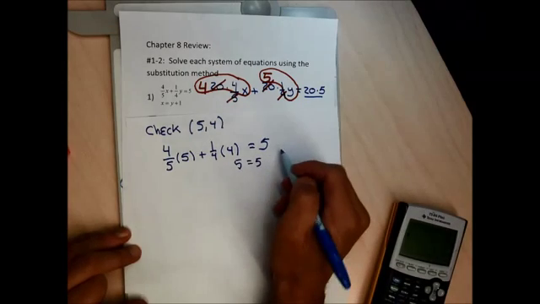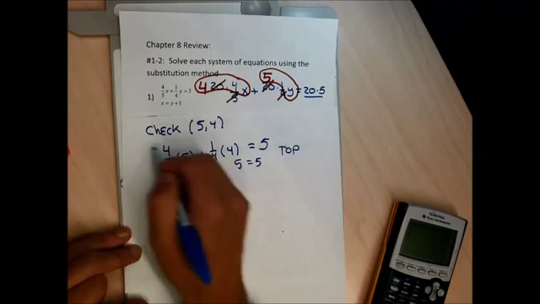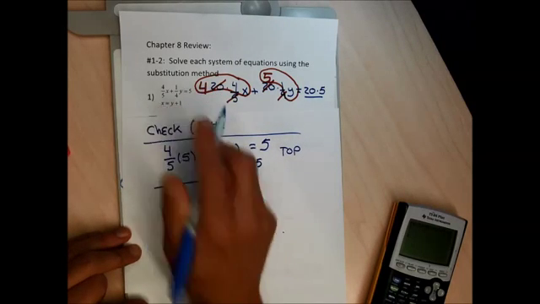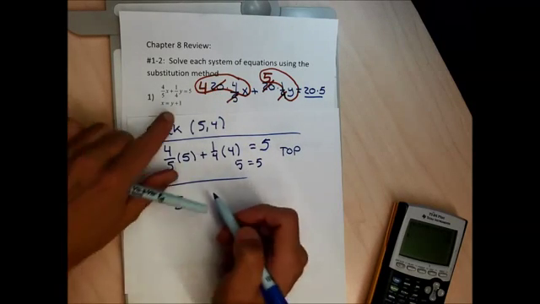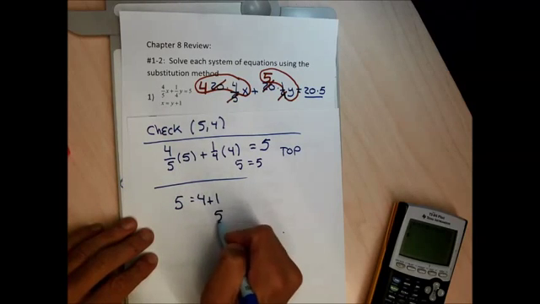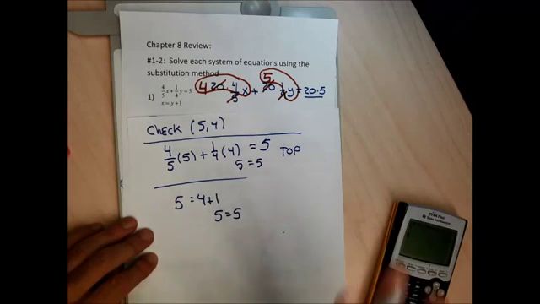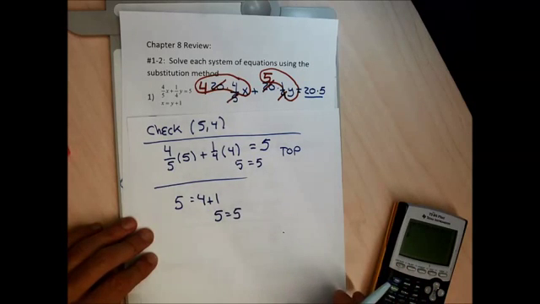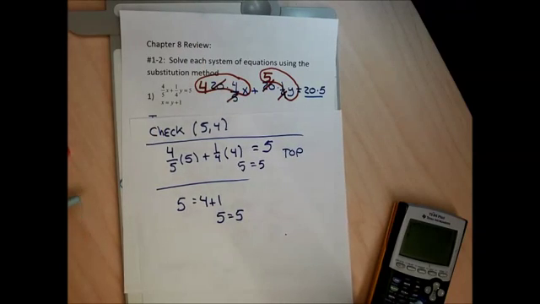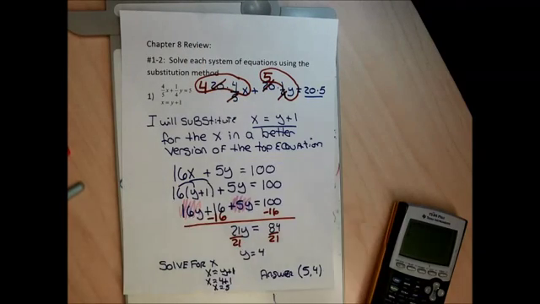So that's checking into the original top equation. Now I'll go to the bottom, x equals y plus 1, and for that x I'll plug 5, and for that y I'll plug 4, and that's also going to give me 5 equal to 5. So I know I'm perfectly checked in both equations. I took the answers separately, plugged the x and y into both equations, and I got two true statements. I know for sure my answer is right.